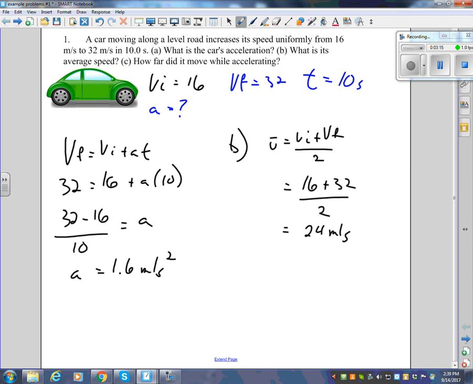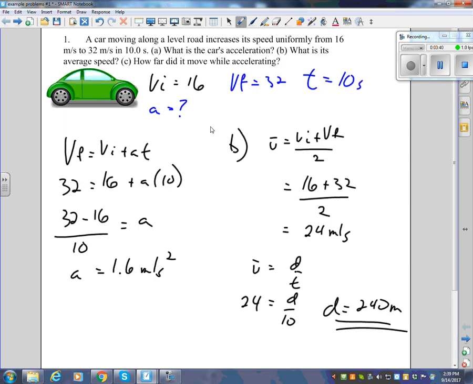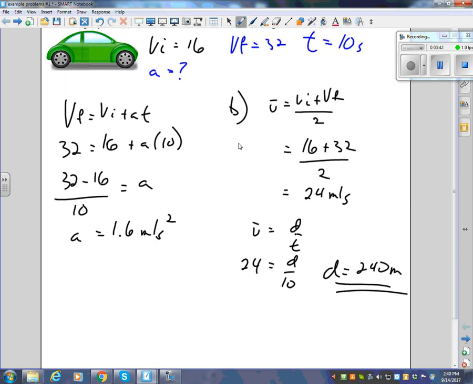Now, the reason that I do that is to show you one use of those ones from yesterday. Because if I wanted to know how far it moved while accelerating, I could now go V bar equals D over T. 24 is equal to D over T. Conveniently, the T is 10, which makes our displacement equal to 240 meters. Now that is part C, right? I did it all in part B. That's kind of, like I said the other day, the country version of that.